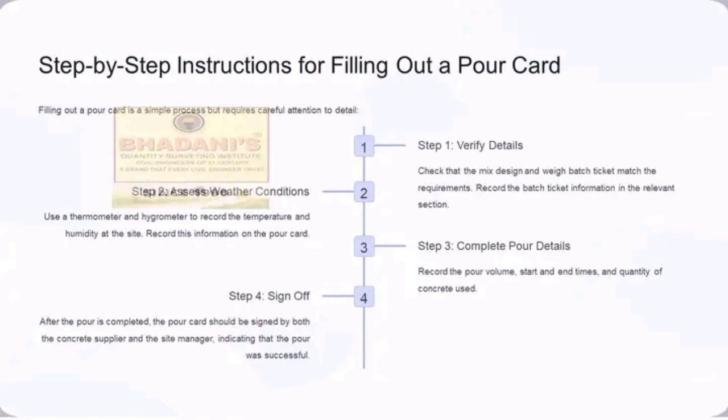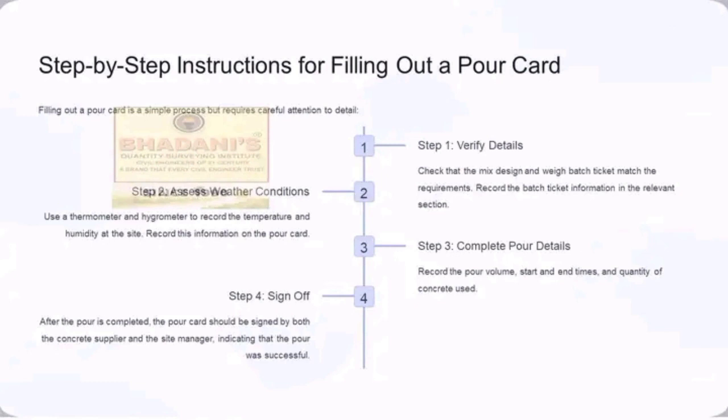Then step 2 is to assess the weather condition. Use a thermometer or a hygrometer to record the temperature and the humidity at the site. Record this information on the POA card. When you use these instruments, the thermometer and the hygrometer, and you've known the temperature and the humidity, then you compare to what you have on the site, and you also record if they match.